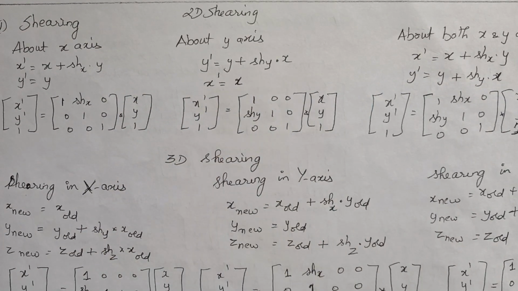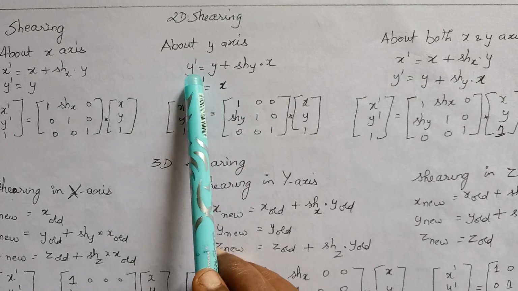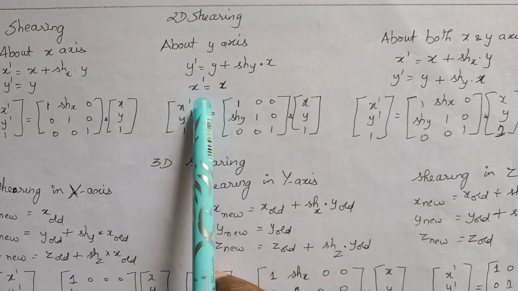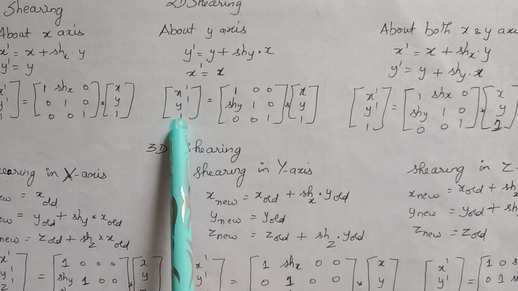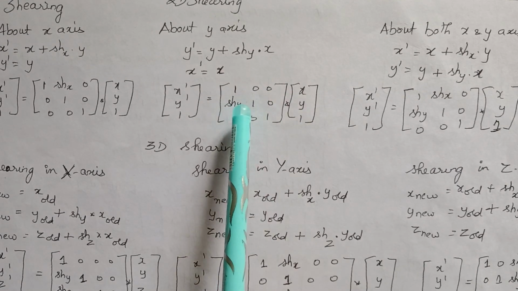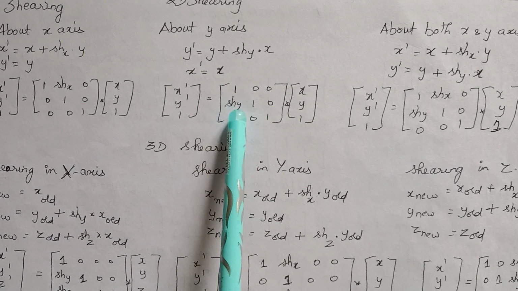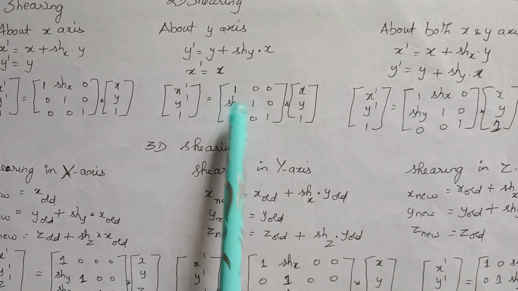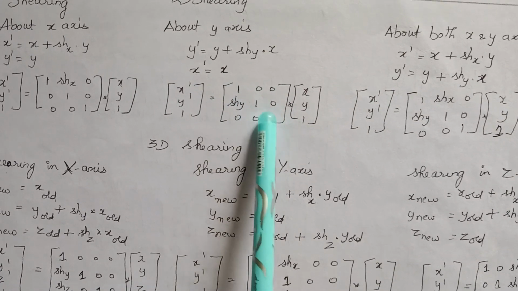Similarly, about the y-axis, y dash will be y plus shy of x, and x dash will be x, the same. So x dash, y dash, 1 equals 1 and so on. The shearing factor shy multiplies the x value, so shy becomes the first column entry, and then 1 0 0 0 1. So the diagonals will be 1.